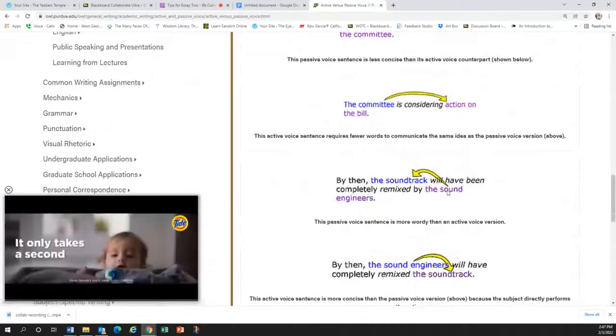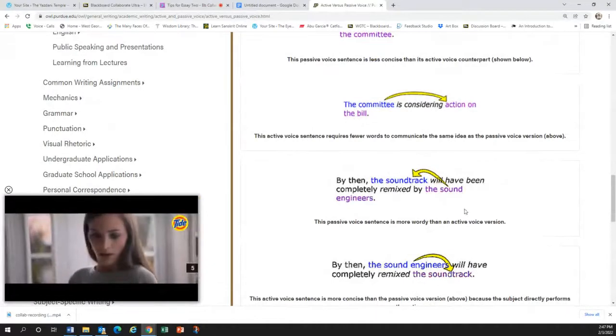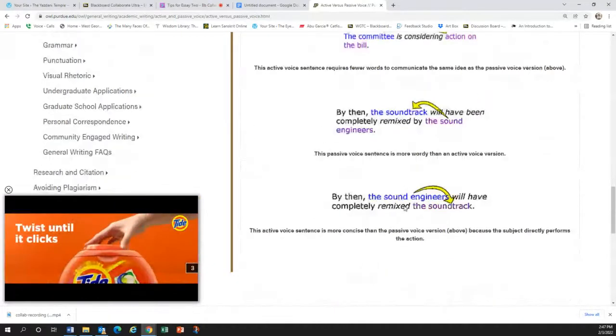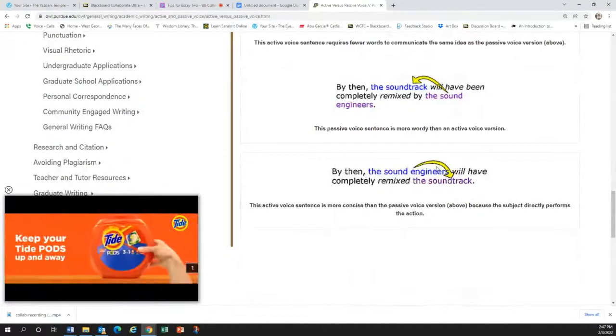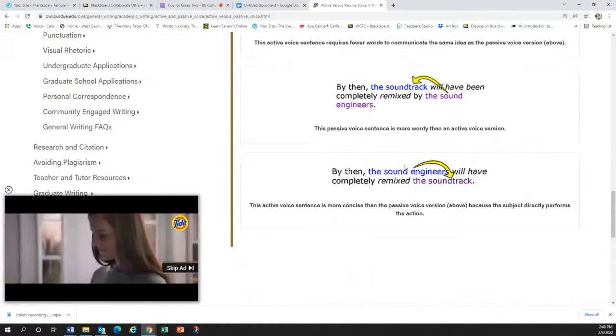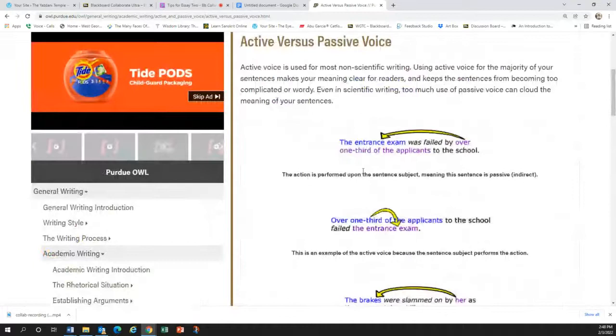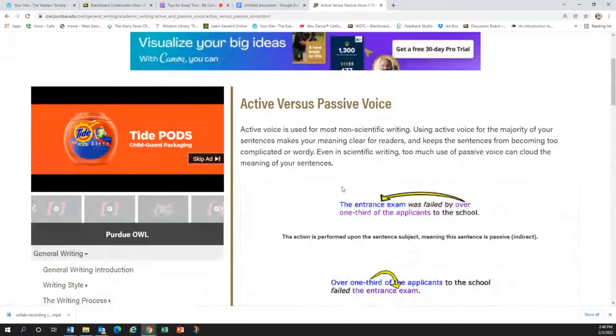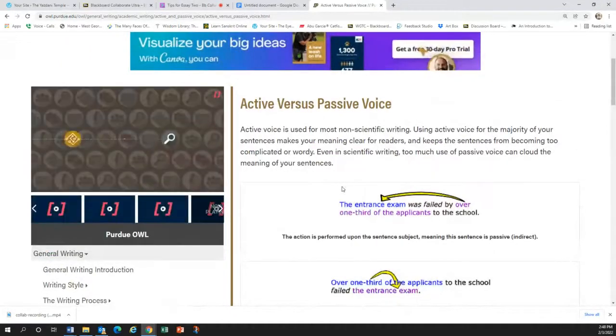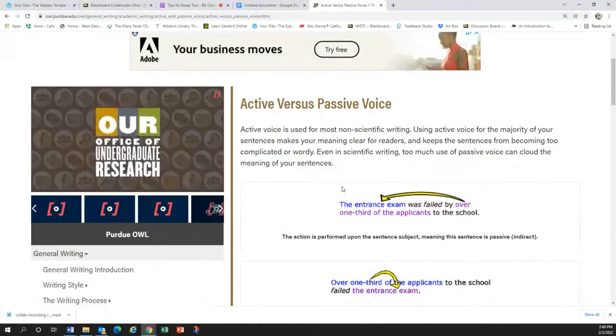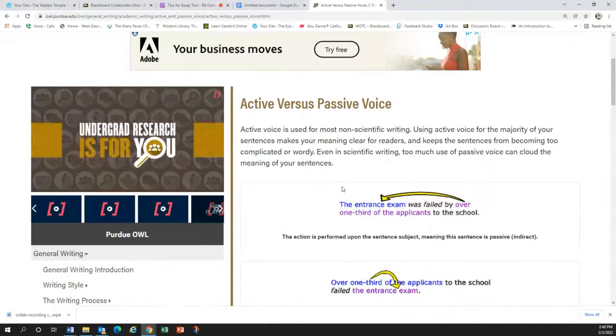By then, the soundtracks will have been completely remixed by the sound engineers. Is that such a thing, sound engineers? By then, the sound engineers will have completely remixed the soundtrack. So this is just a very brief explanation of passive versus active voice. If you want to look into it, there's a lot of stuff on the Purdue OWL, not just this page, but there are other exercises and things you can do if you want to make sure you have a firm grasp of active versus passive voice.